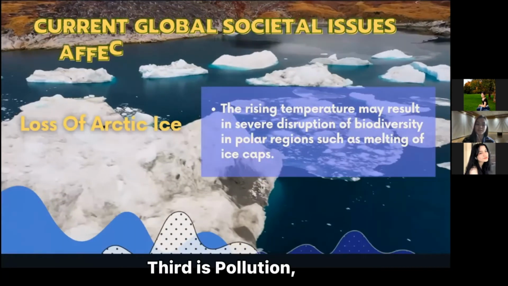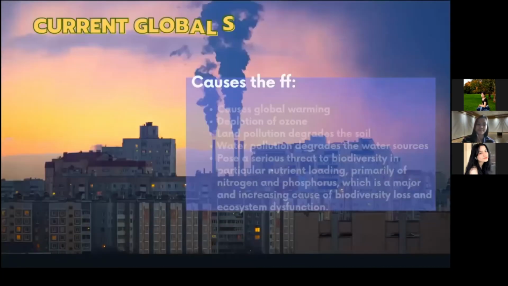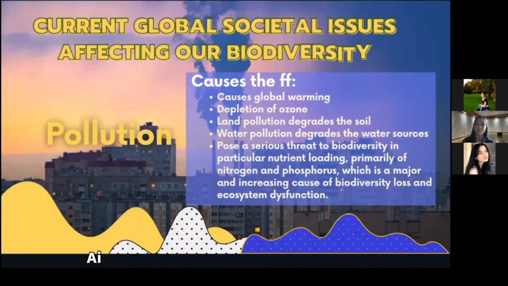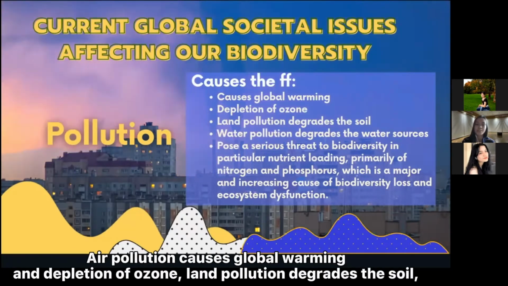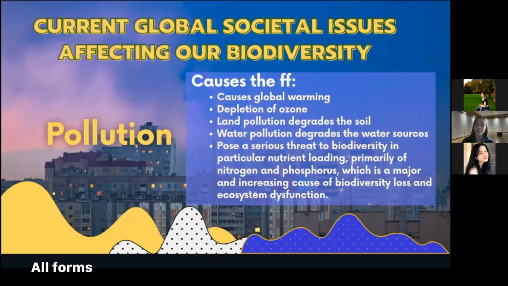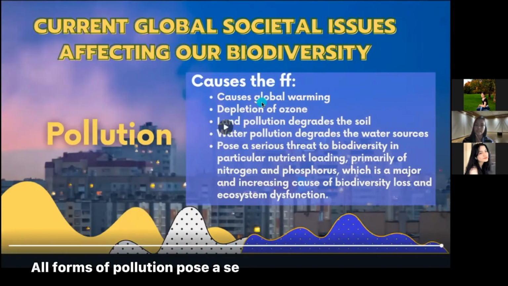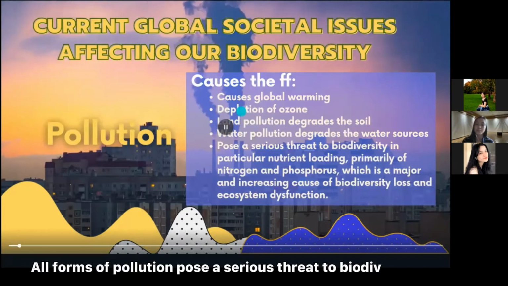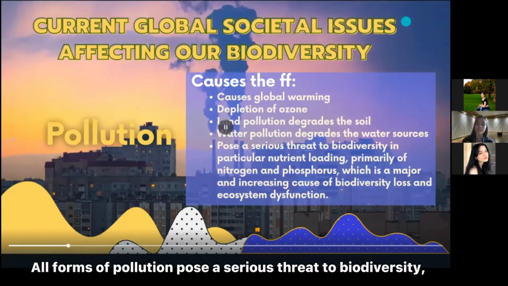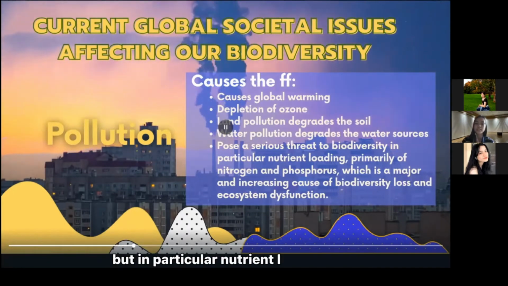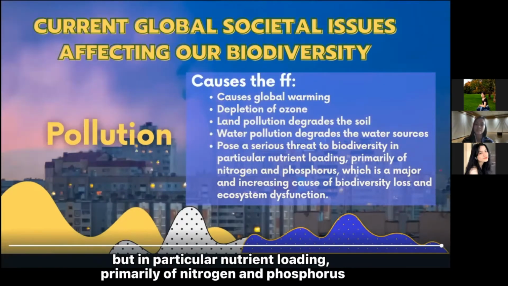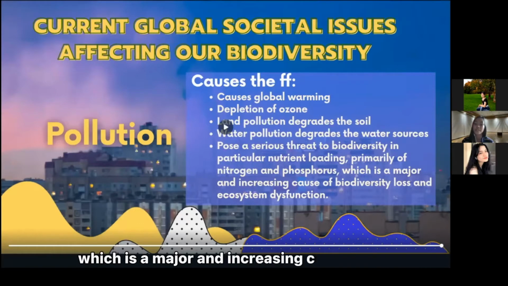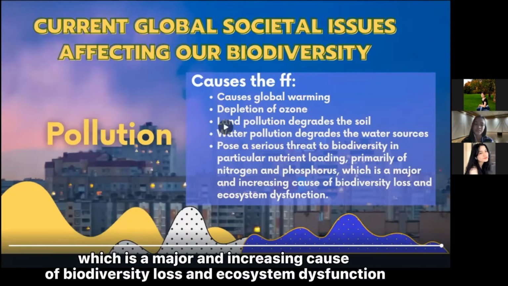Third is pollution. Air pollution causes global warming and depletion of ozone. Land pollution degrades the soil, and water pollution degrades the water sources. All forms of pollution pose a serious threat to biodiversity, but in particular nutrient loading, primarily of nitrogen and phosphorus, which is a major and increasing cause of biodiversity loss and ecosystem dysfunction.